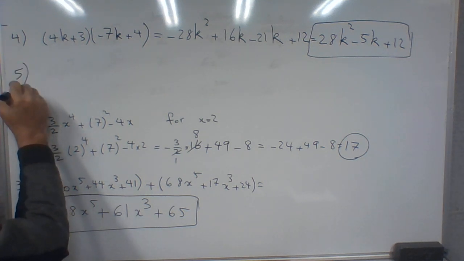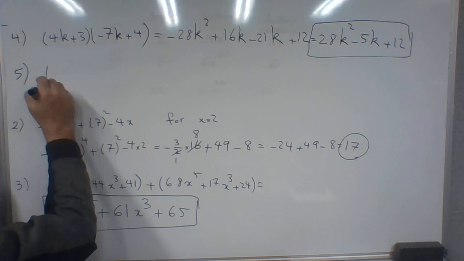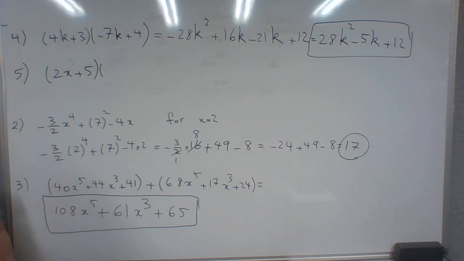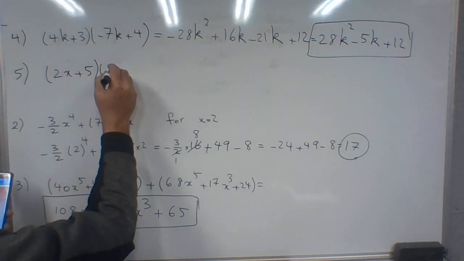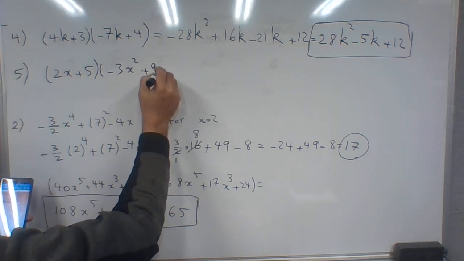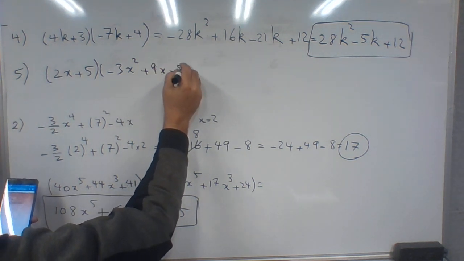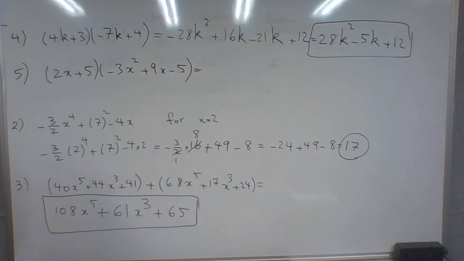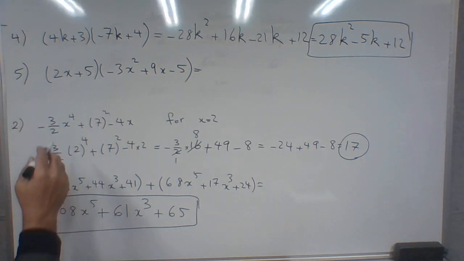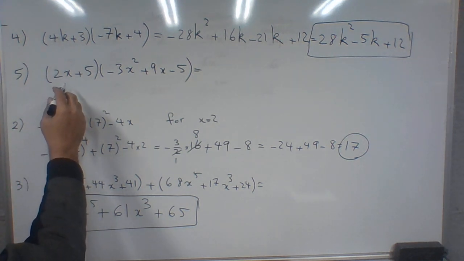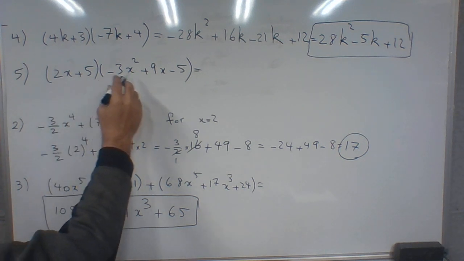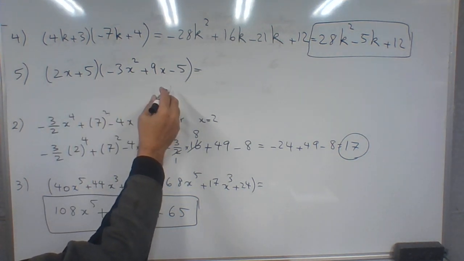Number 5, find the product: 2x plus 5 times minus 3x2 plus 9x minus 5. Okay, here this is similar to problem number 4, the previous problem. Again, we find the multiplication of all terms of the first parentheses by all terms of the second parentheses.